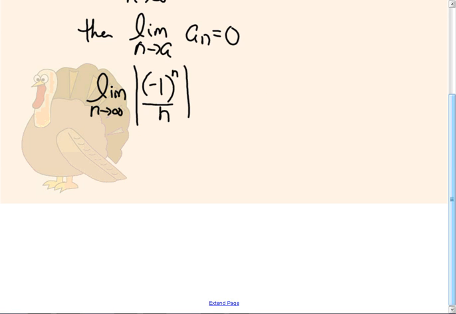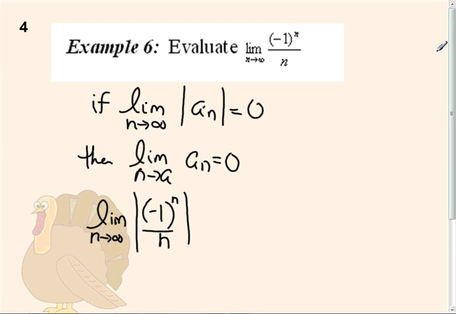It's an alternating sign. So if I write out the first member of the sequence, it's negative 1 to the first, so it's negative 1 over 1. N is always a positive number. And it's positive 1 over 2. And it's negative 1 over 3. It just alternates the sign. You will see it a lot.